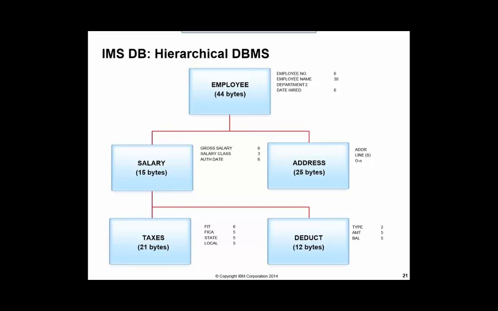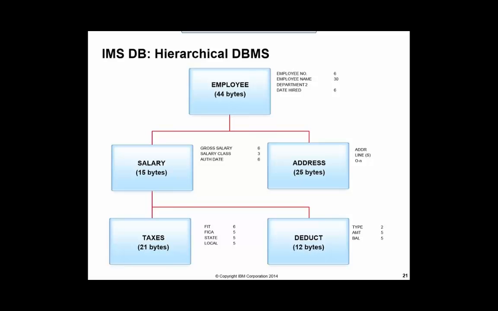The segment itself is further broken down into smaller units of data known as fields. So the employee segment here is broken up into smaller units of data. There's the employee number, and then they're followed by the employee name, which is 30 bytes long. Then you have the department, which is 2 bytes long, and then the date the employee was hired, that's 6 bytes long. So this is sort of the structure of an IMS database.